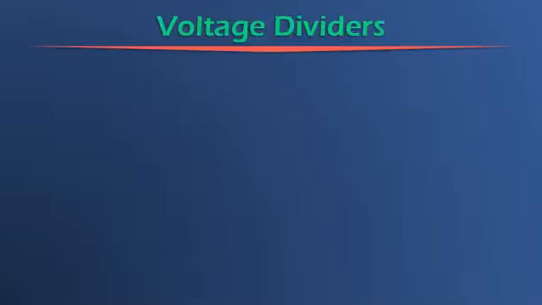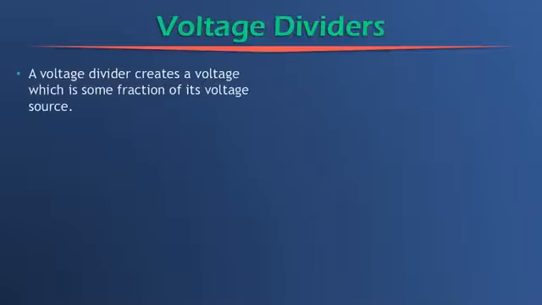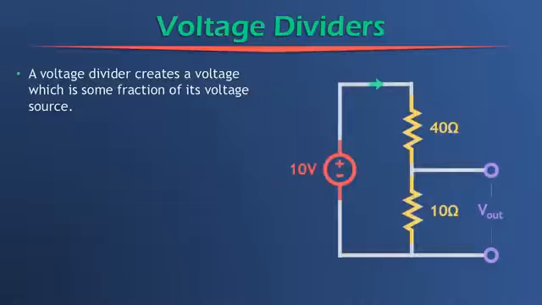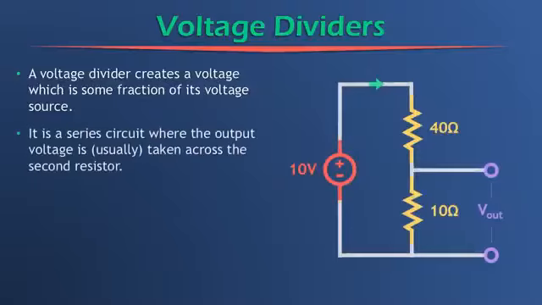A voltage divider is a circuit that creates a voltage which is some fraction of its voltage source. So here is an example of a voltage divider circuit. It is a series circuit where the output is observed or taken across the second resistor. So in this case, that's that 10 ohm resistor. And it's a series circuit because the 10 volt source, the 40 ohm resistor, and the 10 ohm resistor are all in series with each other.